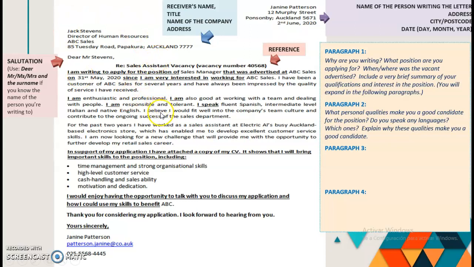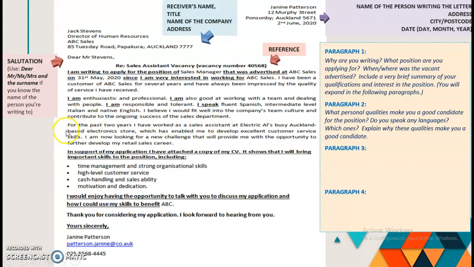Finally, you should explain why these qualities that you have mentioned make you a good candidate. "So I believe I would fit well into the company's team culture and contribute to the ongoing success of the sales department."